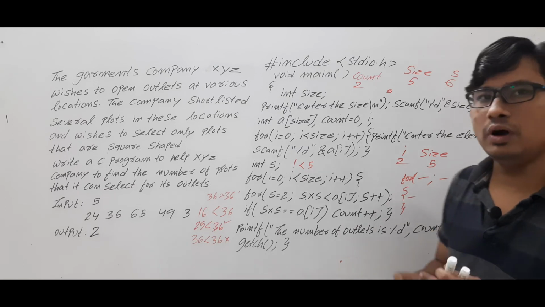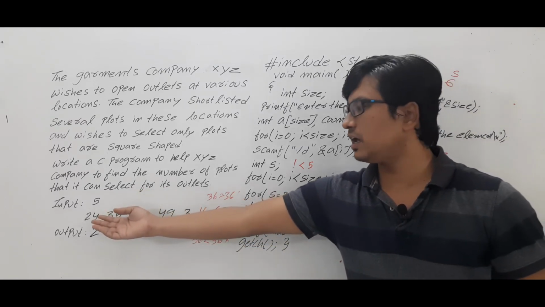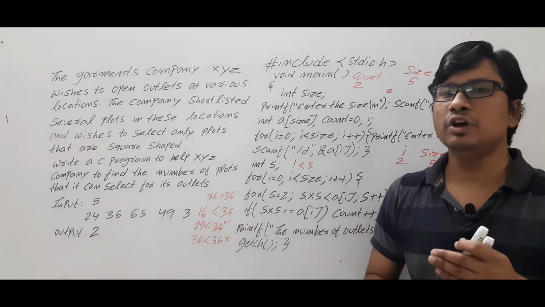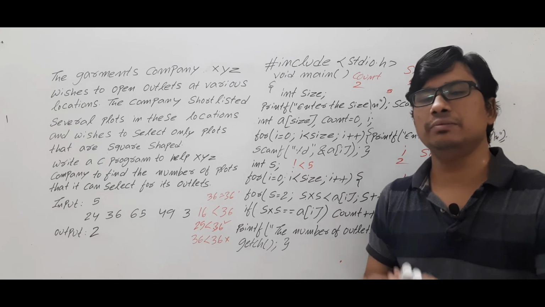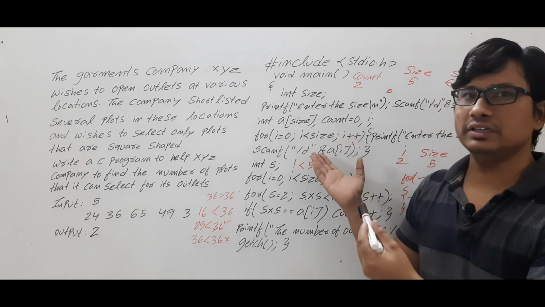Is it clear? So what this program is actually doing is that it is taking an integer array of some integer constants. Among them, how many are perfect square numbers we need to find. I hope you have understood how I have written this program.